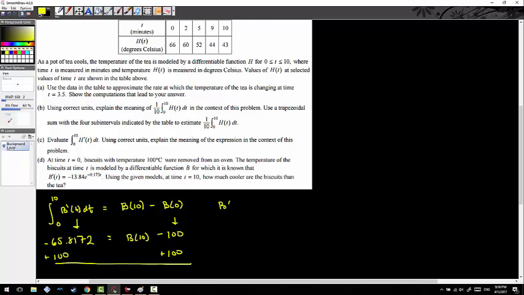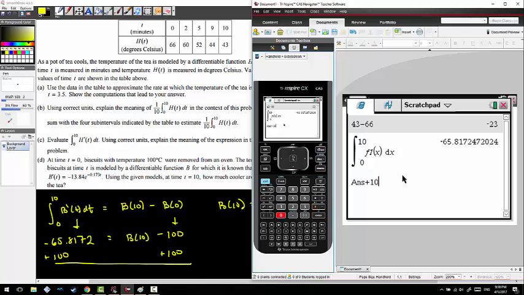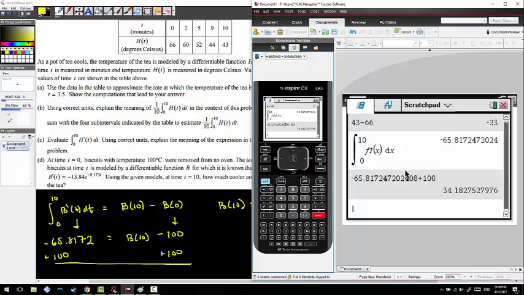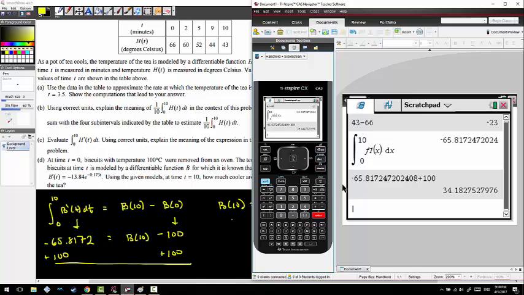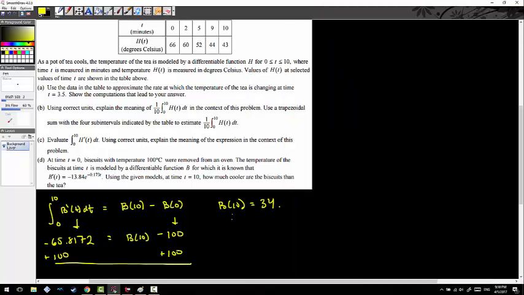So what do I get? Well, I get b of 10 being what? Well, b of 10, I'm going to take this answer, I'm going to add 100 to it, and I get 34.18275. Okay? So that's the biscuit's temperature at time 10, but I want to compare that to h of 10, the temperature of the tea. Well, that's 43, right?